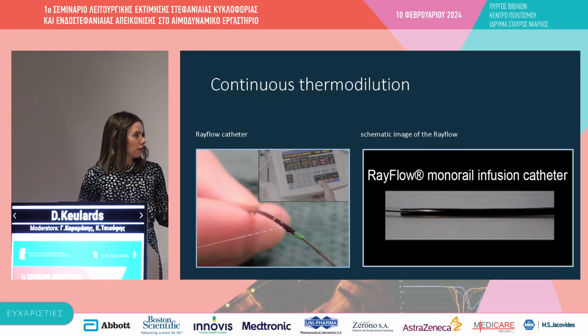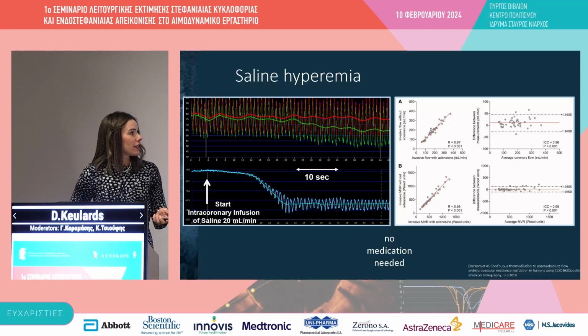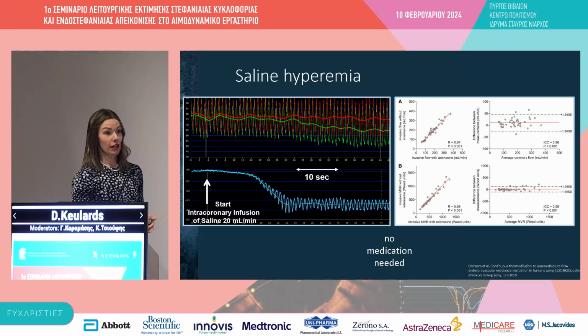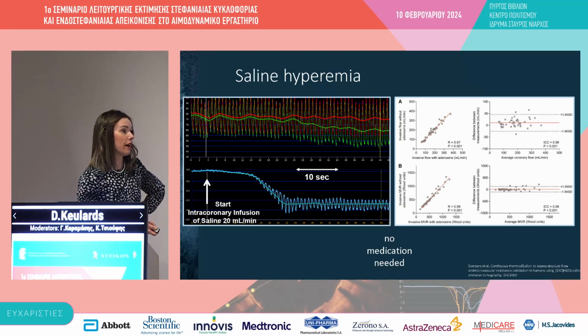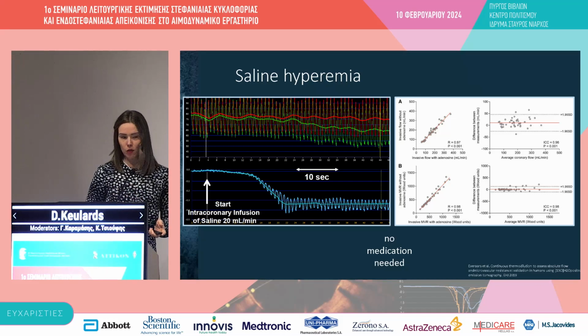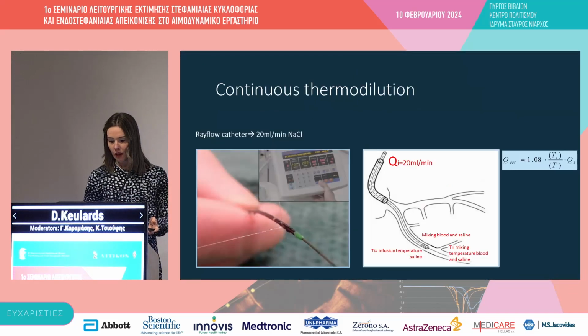So you can see the direct mixing, and that saline alone creates maximum hyperemia without adenosine or anything. It's very thoroughly investigated that it creates the exact same hyperemia as adenosine. So the advantage is that your patient doesn't experience anything. They don't feel the symptoms you can get when you use adenosine.